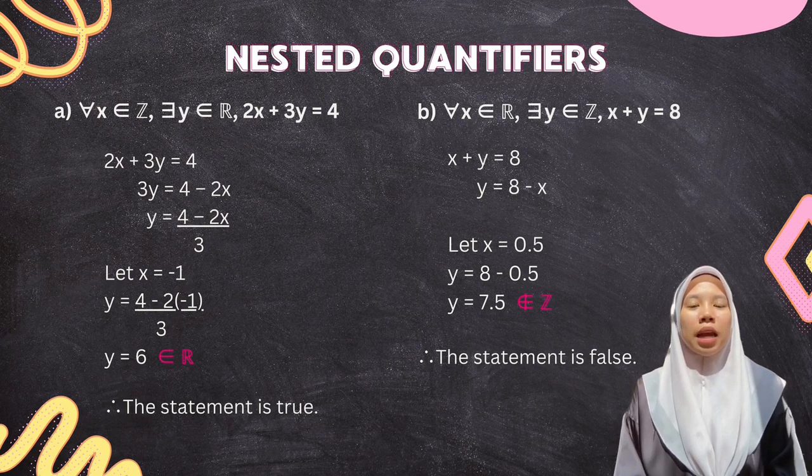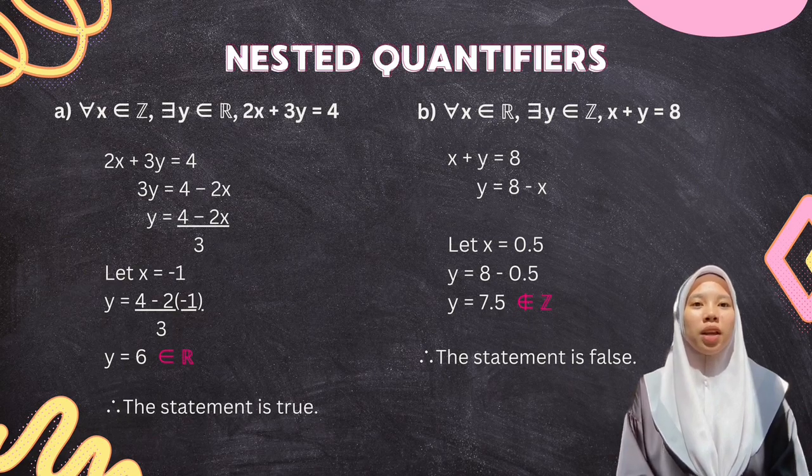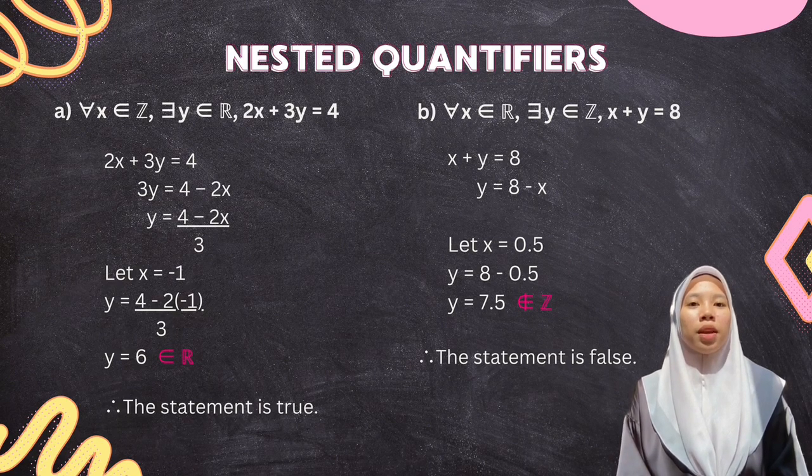For question B: for all x belonging to R, there exists y belonging to Z such that x plus y equals 8. We need to make y the subject, so we can take any number of x to find the value of y.